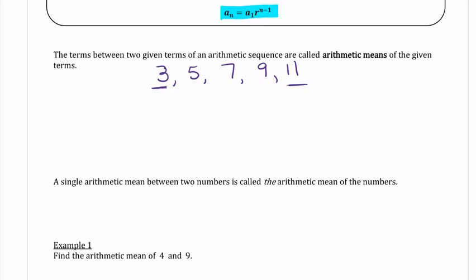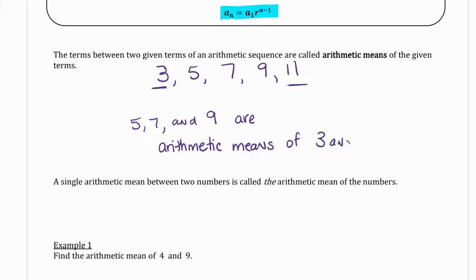So we could write this saying that 5, 7, and 9 are arithmetic means of 3 and 11. Okay, 5, 7, and 9 are arithmetic means of 3 and 11. Those are numbers in a sequence that are between 3 and 11. And it can be different types of arithmetic sequences, but in this case, that's what they are.